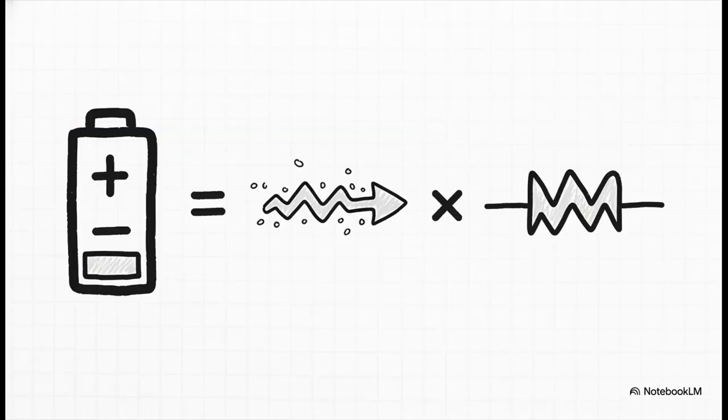And this is the super elegant formula that sums it all up. V equals I times R. V is for potential difference, your voltage, I is for current, and R, well, R is that invisible property we're hunting for, resistance, measured in ohms.